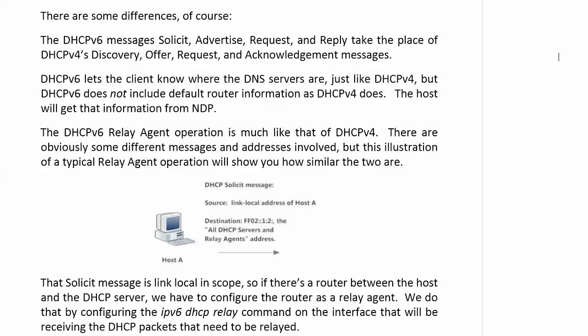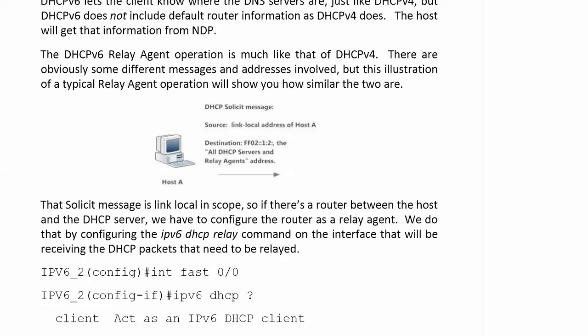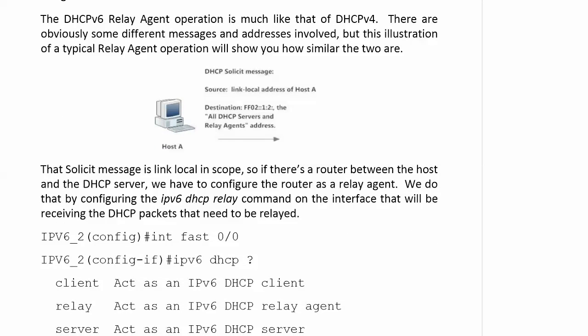Remember I said a long time ago in this section that the host sends out a router solicitation message and it's looking for primarily the link local address of any routers on that link, but it actually gets a little more information back. Some of that is the default router info. So again, with version 6, we still get DNS server information from DHCP, but default router information comes from NDP, the Neighbor Discovery Protocol. Now, the relay agent operation is a lot like that of version 4. There are obviously some different messages and addresses involved, but this illustration and quick lab we're going to do of a typical relay agent operation shows you how similar the two are.